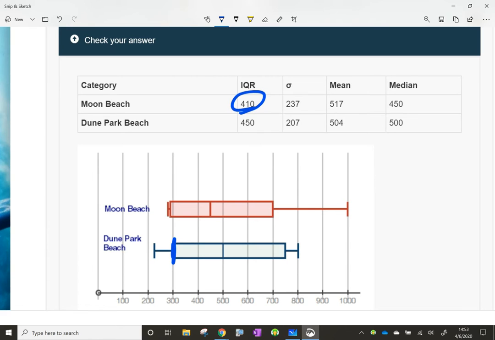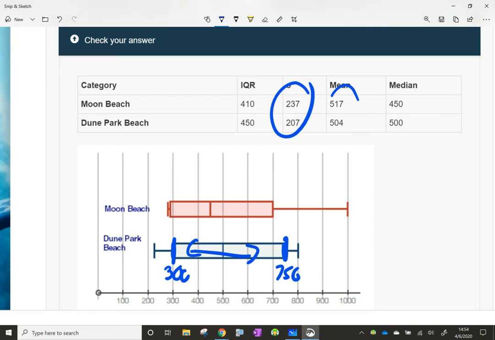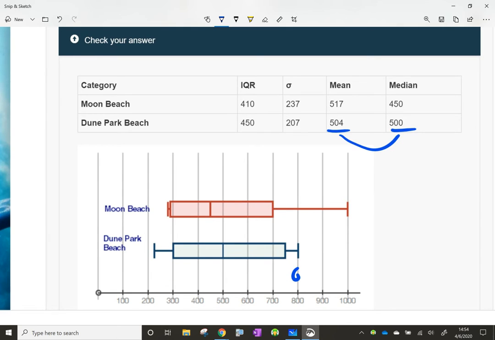You can see the interquartile range at Dune Beach Park goes from 300 all the way up to 750. That's a span of 450, so its interquartile range is 450. Just to quickly explain, they've got the standard deviation, the mean, and the median. You'll notice Dune Beach Park has a smaller standard deviation, so it's less spread, whereas the other one is more spread. Then you can compare the mean and median. Again, if the mean and median are very close together, that's a good sign of symmetrical data. So Dune Beach Park's graph is rather symmetrical overall.